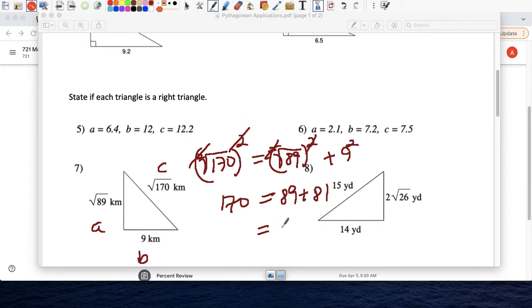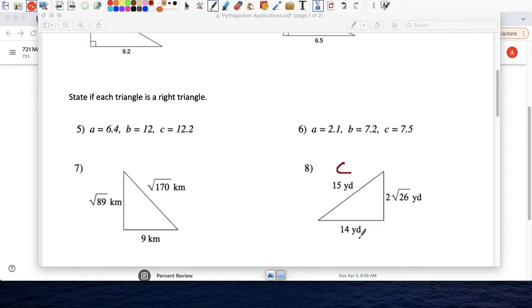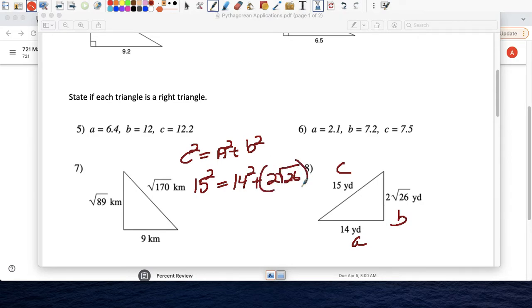So, these three measurements do form the sides of a right angle triangle. This one, again, this is C, this is A, or this is B. B and A can interchange, remember that. So we get C squared equals A squared plus B squared. Well, C is 15 to the second power, A is 14 to the second power, and B is 2 square root of 26 raised to the second power. Be careful with that. That's 225. 14 squared is 196. And be careful here.